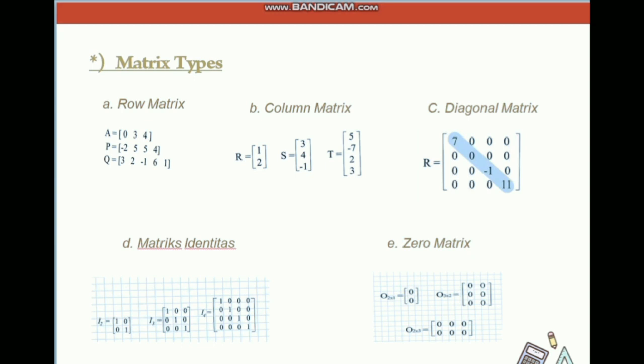E. Zero matrix. As the name implies, a zero matrix is a matrix whose elements are all 0. The zero matrix is usually denoted with the letter O accompanied by its order. For example, in this image, we can see that all the elements are worth 0.